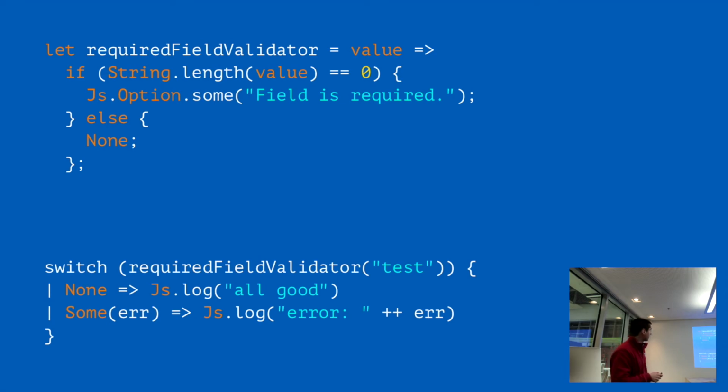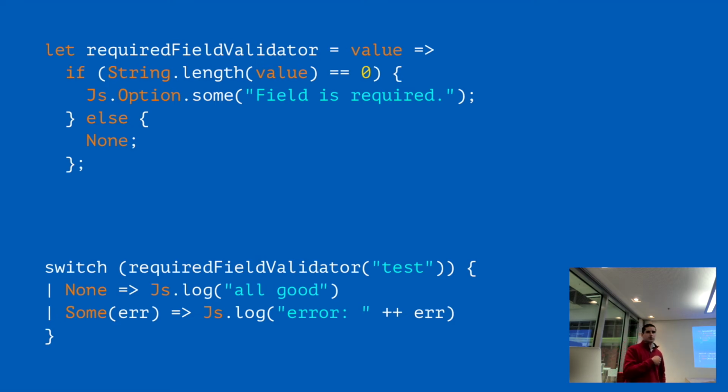I wrote this function in Reason. It's a required field validator. You could use it, for instance, on a form. If you have a form and you have a required field, its validate function could be the required field validator. It takes a value, which is inferred to be a string, and if its length is 0, then you use the option type variant with a string argument on the Some constructor to return "field is required". And if it's not 0, then you could return None.